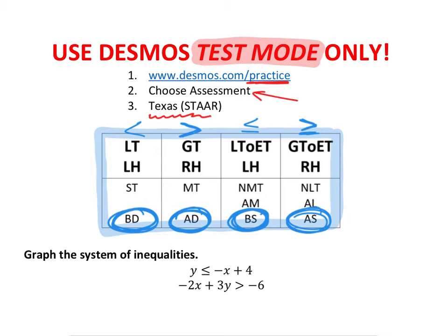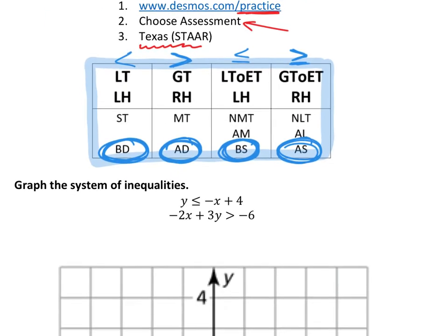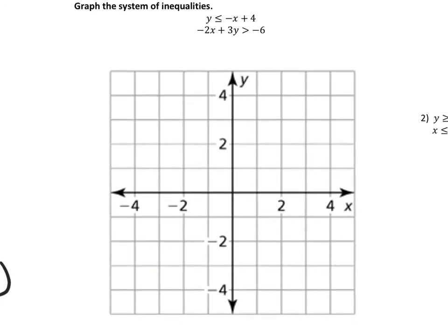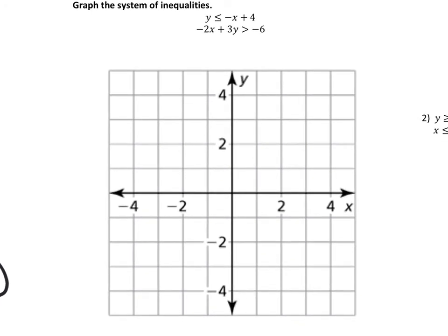All we need to be able to do is graph systems of inequalities and then find solutions to them. So let's look at this first example here. It says to graph this system of inequalities. Well, I know that if I'm graphing something, I need a slope and a y-intercept. For the first line, I'm going to do this one in green. I know my slope and I know my y-intercept. The y-intercept is 4 and the slope is -1.